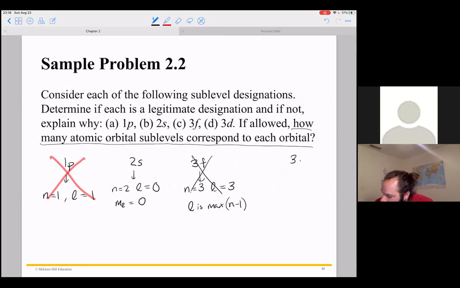And so then lastly, 3D, well, this is n equals 3 and L equals 2. So that is allowed. And then how many different sublevels correspond to a 3D? Those would be m sub L equals -2, -1, 0, 1, and 2. So there would be 5 sublevels. Okay.